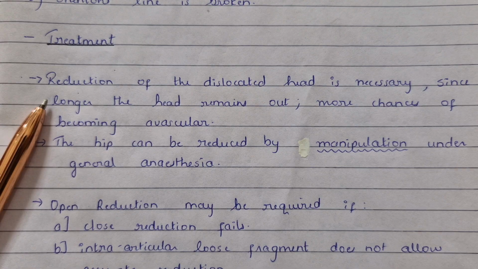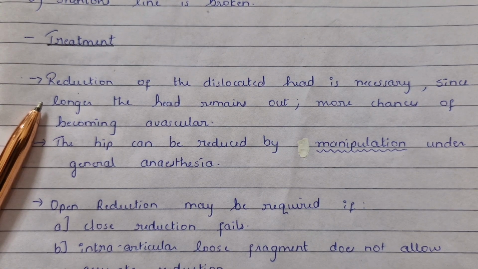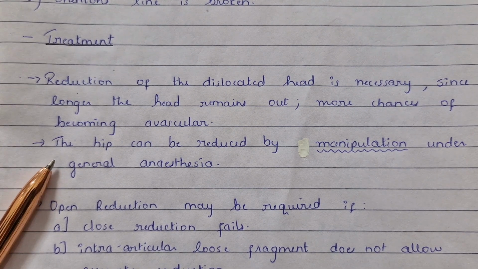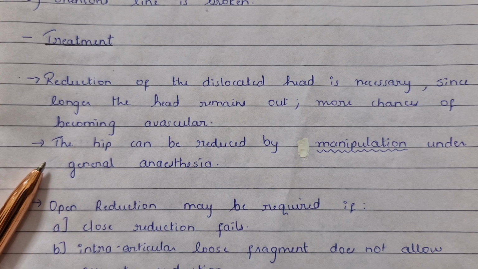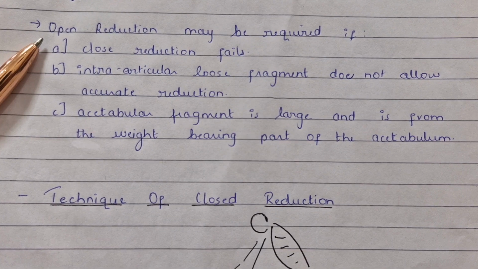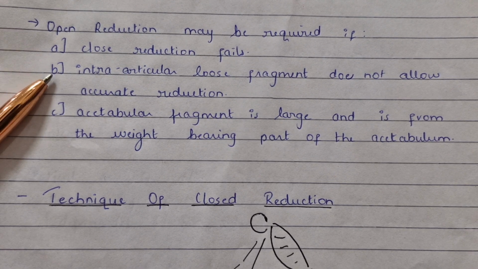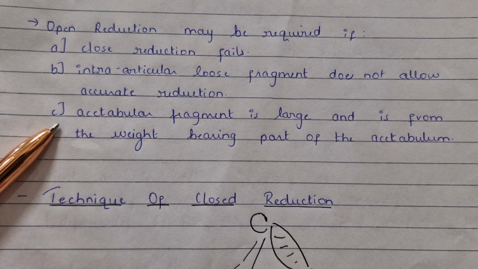Treatment for the posterior dislocation of the hip. Reduction of the dislocated head is necessary since the longer the head remains out, the more chances of it becoming avascular. The hip can be reduced by manipulation under general anesthesia. Open reduction may be required if closed reduction fails, for example when an intra-articular loose fragment does not allow accurate reduction, or when the acetabular fragment is large and is from the weight-bearing part of the acetabulum.